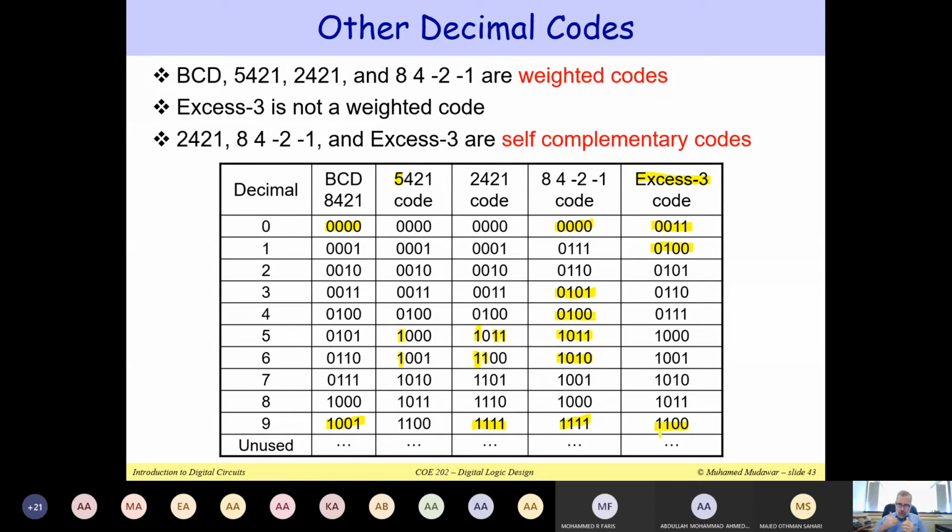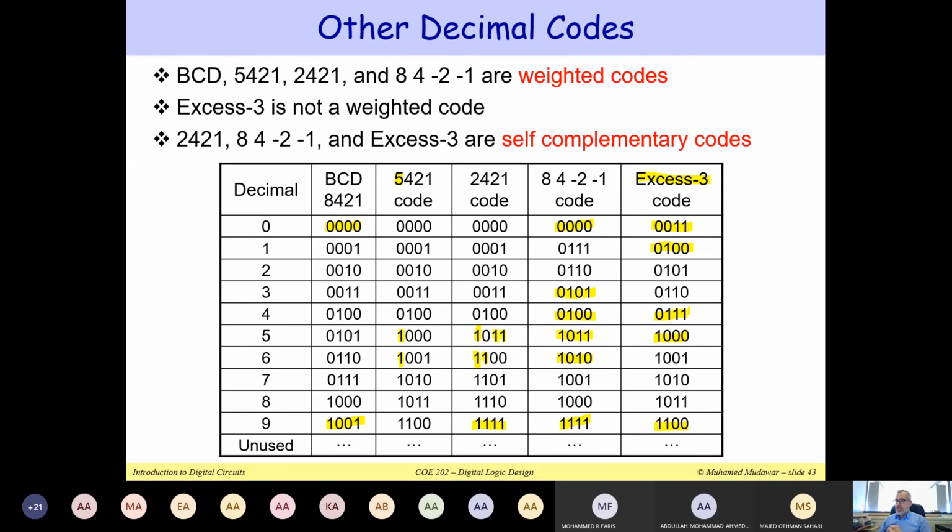Now, excess-3 is also self-complementary. Notice that 5 is just the complement of 4. So 4 now is 0, 1, 1, 1, and 5 is 1, 0, 0, 0. It is self-complementary, but it's not weighted. Unlike the first four, excess-3 does not use weights. It just adds 3 to the digit. So 5 plus 3 is 8, which is encoded as 1, 0, 0, 0. 4 plus 3 is equal to 7, which is encoded as 7 in binary.